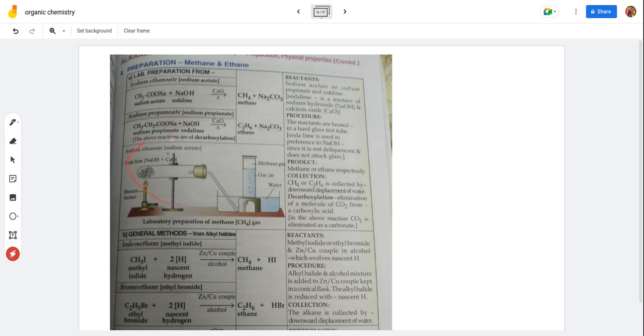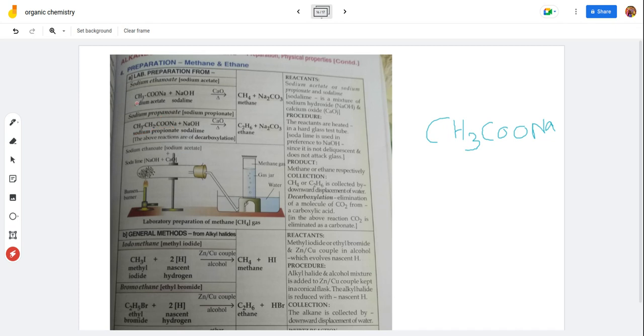You can see the apparatus setup. This is the apparatus setup. The reactant we are using is sodium acetate. The formula for sodium acetate is CH3COONa. CH3COONa is the formula for sodium acetate. And then the IUPAC name is sodium ethanoate because you have two carbons. So this is a reactant, sodium acetate or sodium propionate.